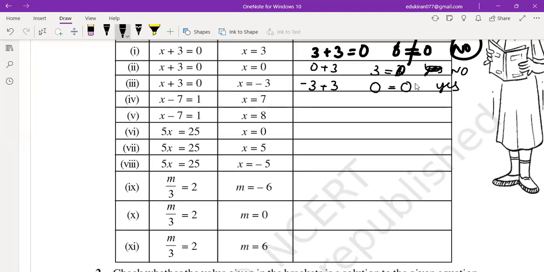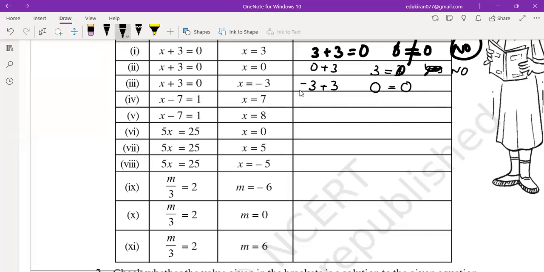Next one will be 7 minus 7. So it will give you 0, so it is not equal to 1. We didn't discuss the third one, right? Minus 3 plus 3 will give you 0. Next one is 8 minus 7. Sorry, 7 minus 7 is 0. Wait a minute.